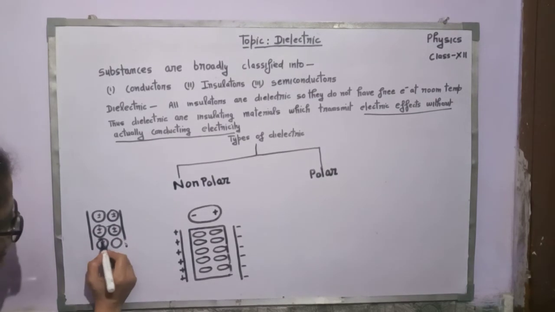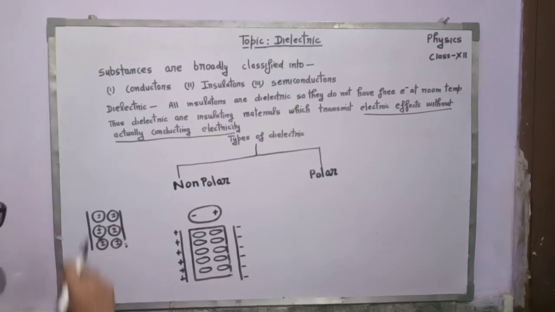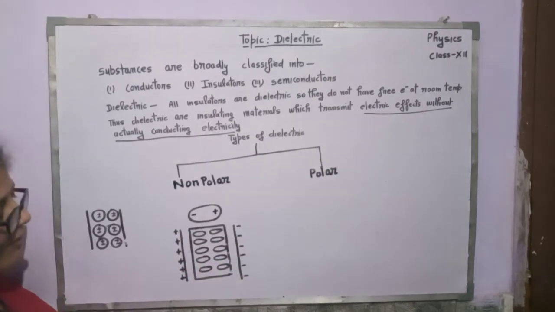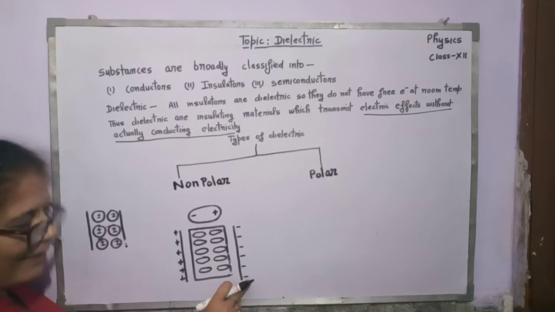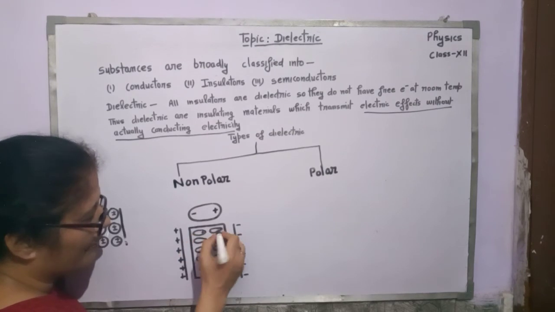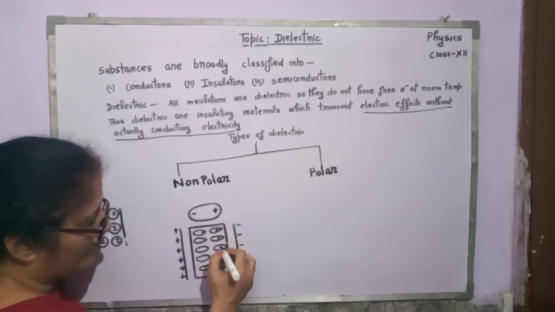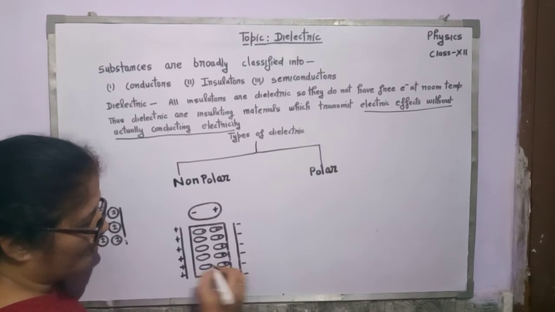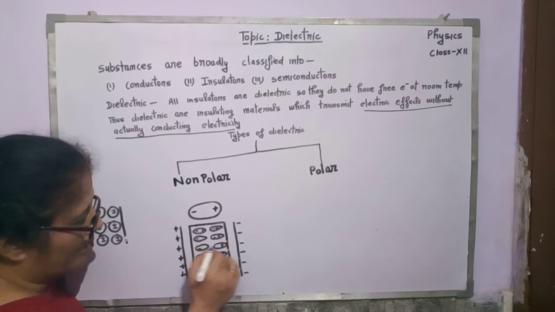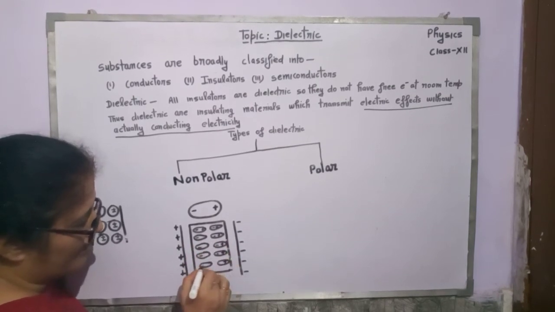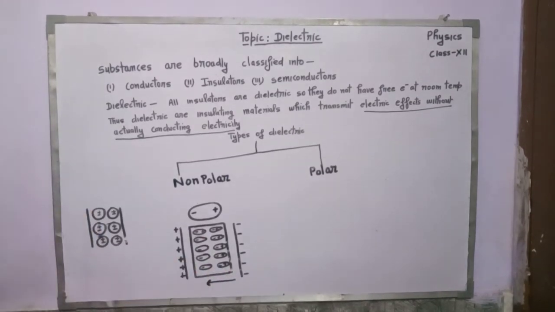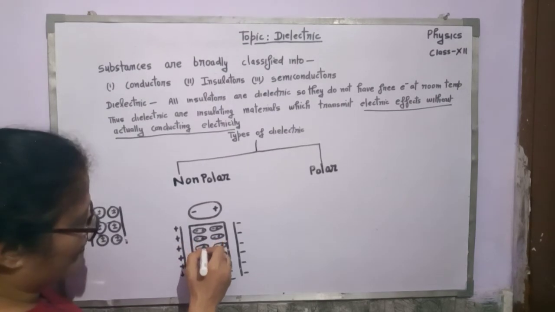Now what happens when the external electric field is applied? The positive charges are pulled in the direction of the electric field. What is the direction of the electric field? From the positive plate to the negative plate. That means this end is positive, and this end is negatively charged, because the negative charges are moved in the opposite direction of the electric field. That means in this direction, first the negative charge comes and at the second end the positive charge comes.